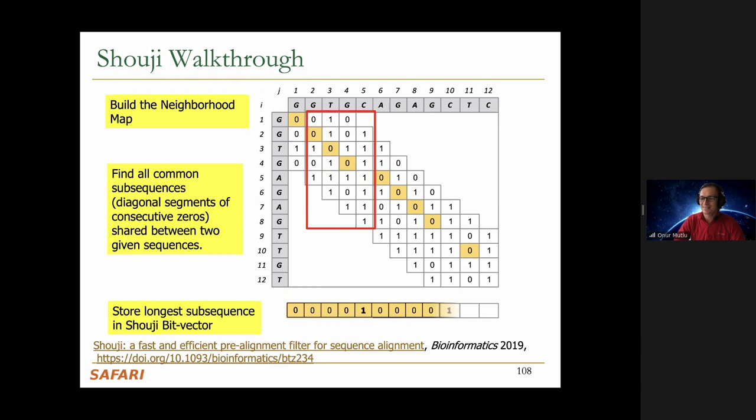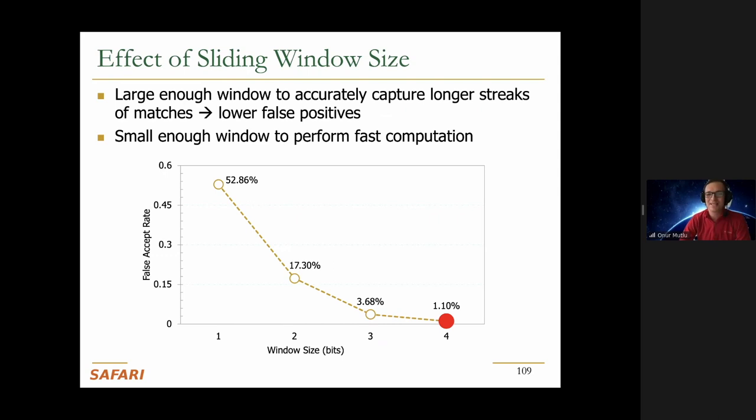And this leads to a much more accurate number of ones that you get over here because you're doing it on a piecemeal basis as opposed to ANDing everything that you see in the entire vector, in either dimension, basically. So this increases the accuracy because you accept if and only if the number of ones is less than or equal to the threshold, and the number of ones that you get with this overlapping sliding window algorithm is much more accurate than what we discussed earlier with shifted Hamming distance. And of course, then the question becomes, what is the effect of that sliding window size? There's a lot of discussion in the paper. It needs to be large enough to accurately capture longer streaks of matches so that you get lower false positives. But it also needs to be small enough to perform fast computation.